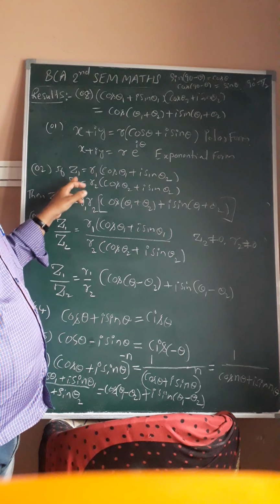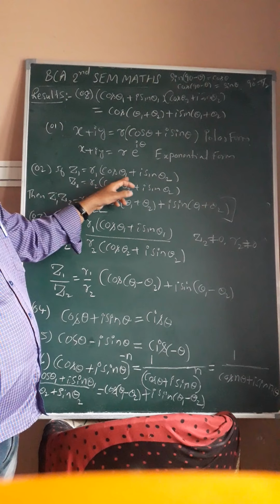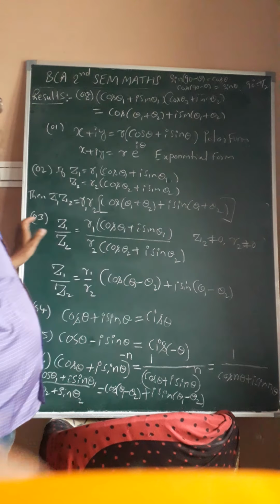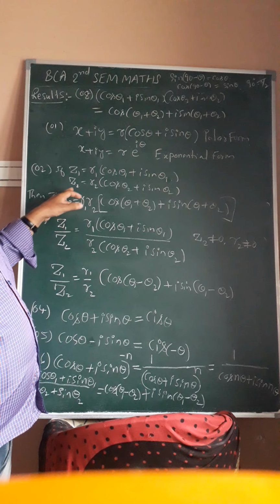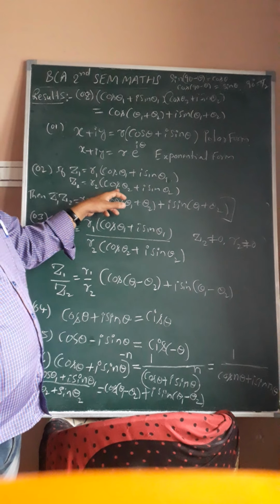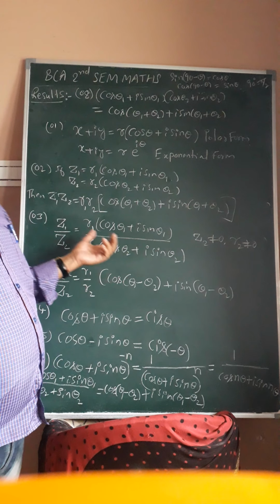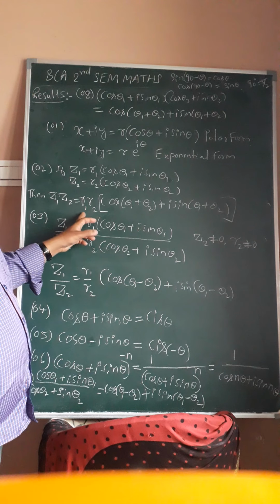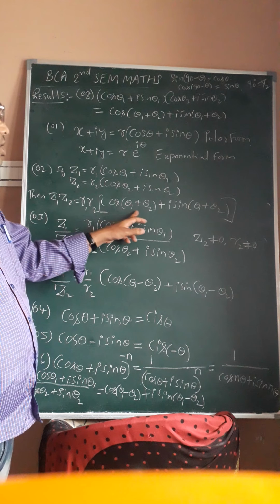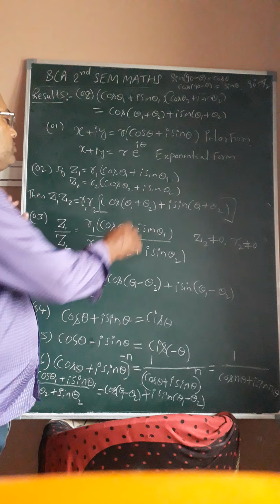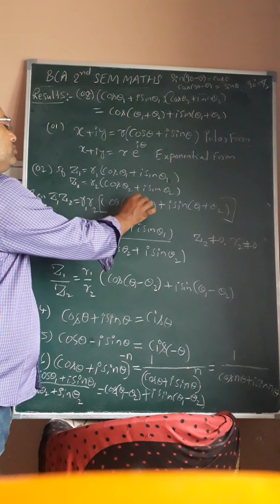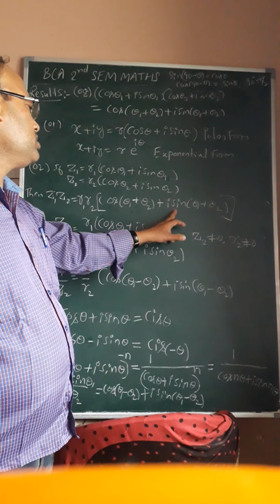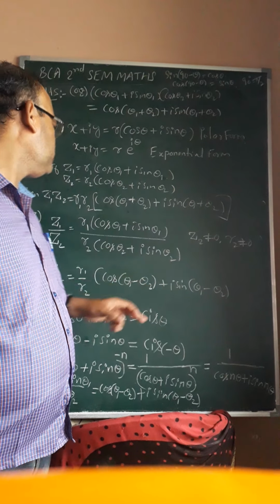If you are given two complex numbers, z1 is equal to r1 into cos theta 1 plus i sin theta 1, and z2 is equal to r2 into cos theta 2 plus i sin theta 2, then their product is r1 r2 cos of theta 1 plus theta 2 plus i sin of theta 1 plus theta 2.